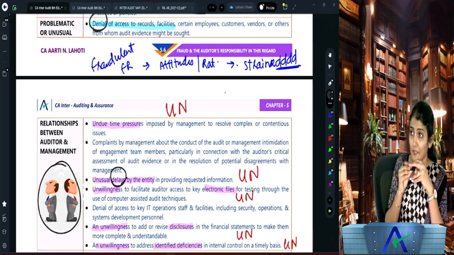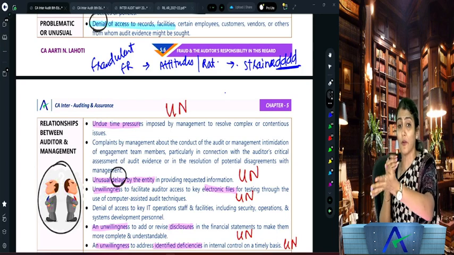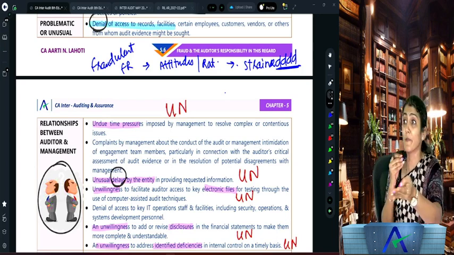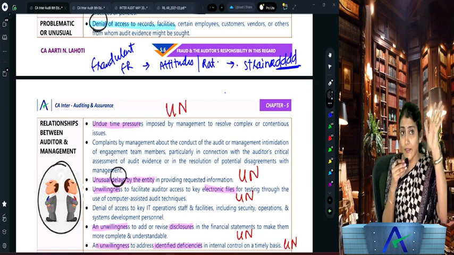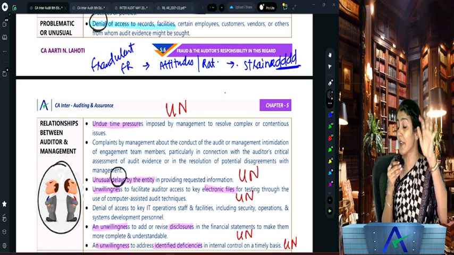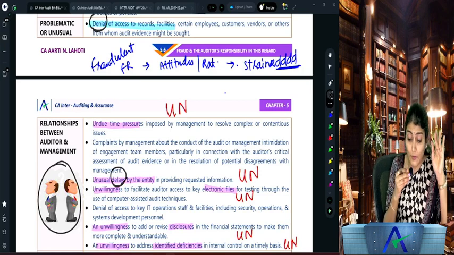One, they are giving it, but just when I'm about to sign the audit report, they say, auditor, you asked for minutes of meeting, take it. So there is unusual delay. And second, they're just not giving you the minutes of the meeting. Then what does it say?